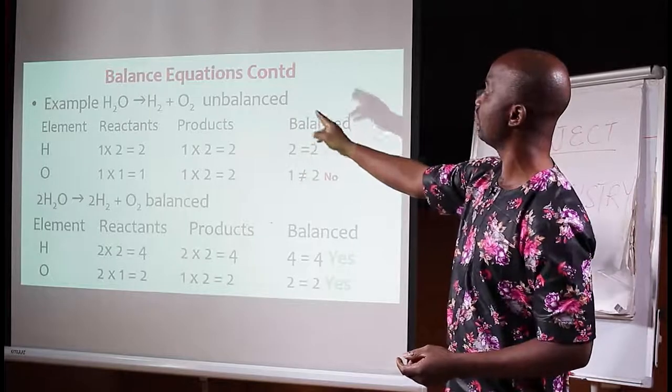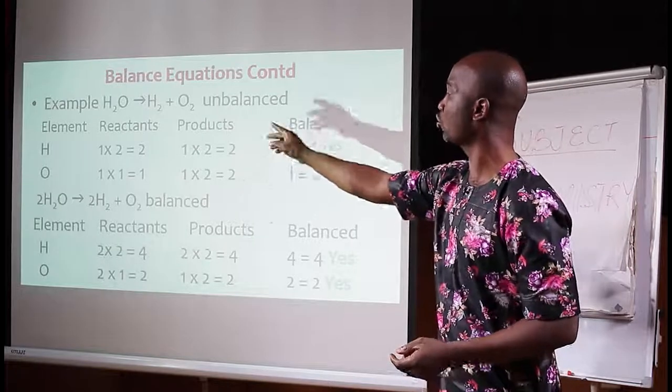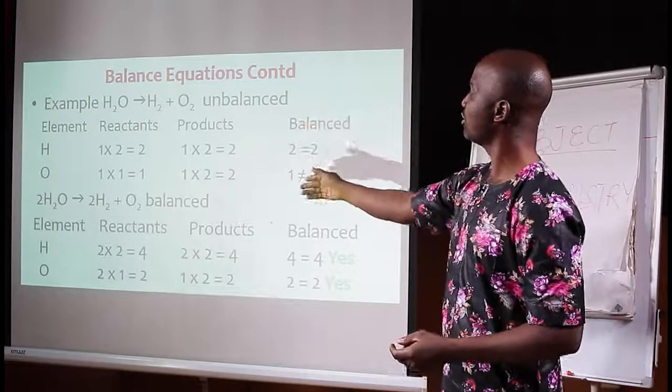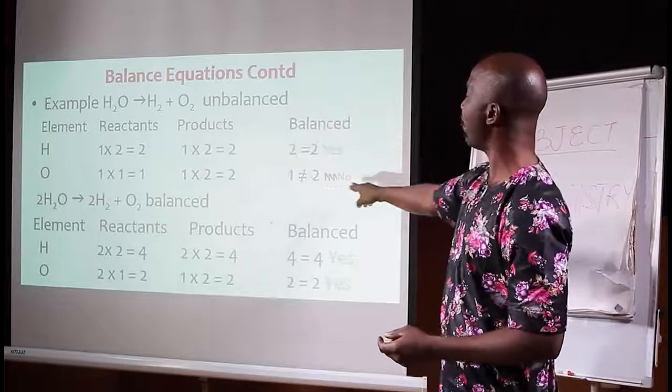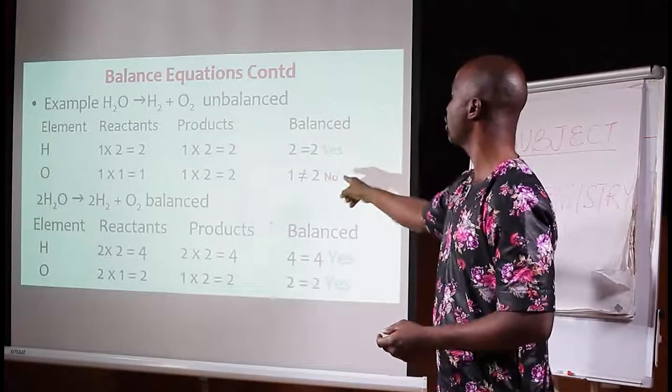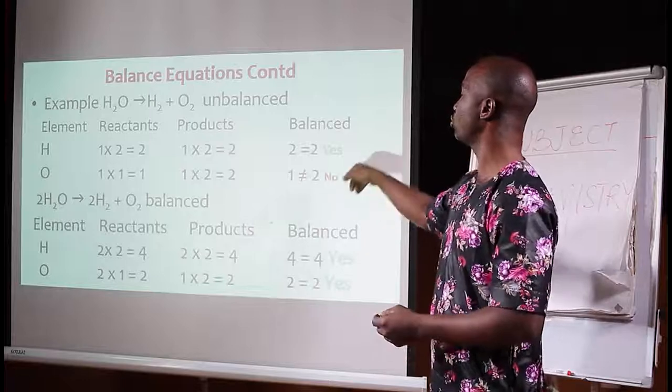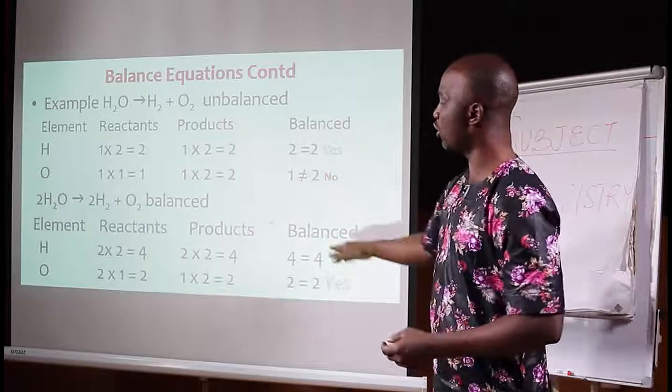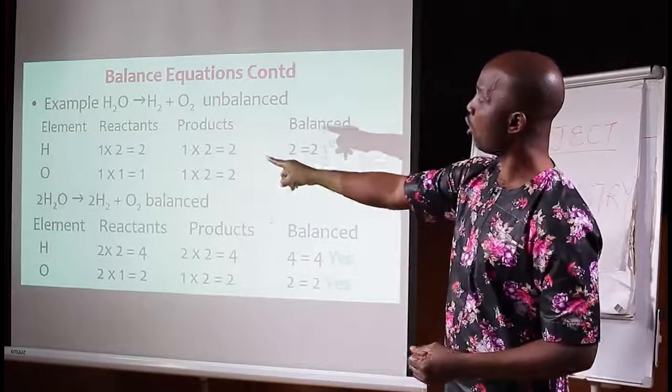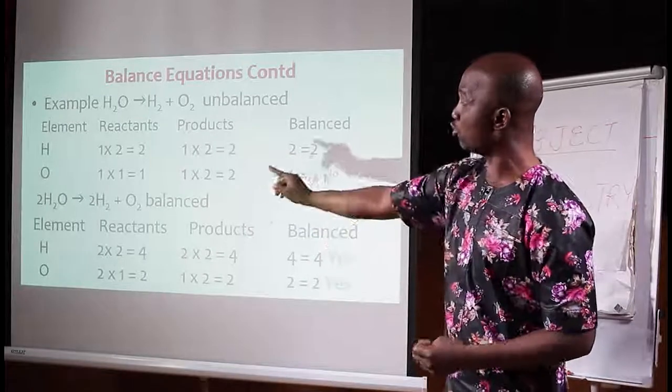In the case of the oxygen, it is 1 times 1, which is 1. But on the product side, you see that oxygen is 2, which is unbalanced because 1 is not equal to 2. So to balance the equation, we introduce a 2 on the water and also a 2 on the hydrogen.